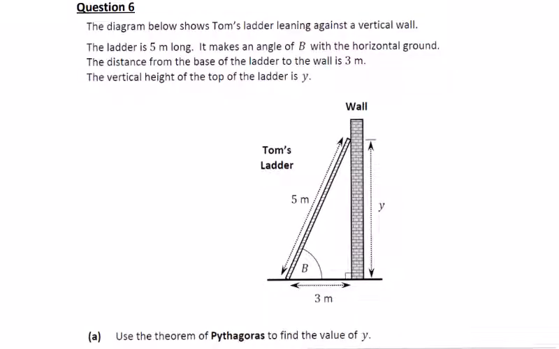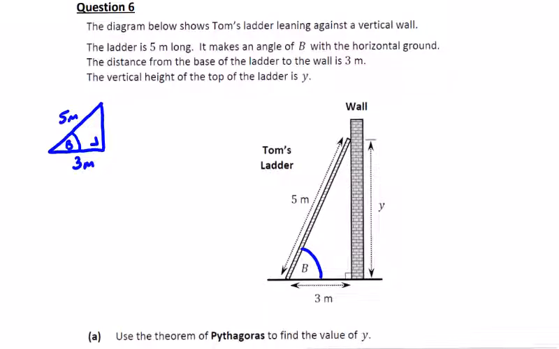Question 6, we have a diagram of Tom's ladder leaning against a vertical wall. So it's a triangle. I always tell my lads, take that triangle out and put the information on it that we're given. 5, 3, and it doesn't matter what the question is about. It could be a ladder against a wall, it could be anything. We're told it makes an angle of B, put that in as well, with the horizontal ground. So we know from these triangles we can find anything out once we have 2 pieces of information.